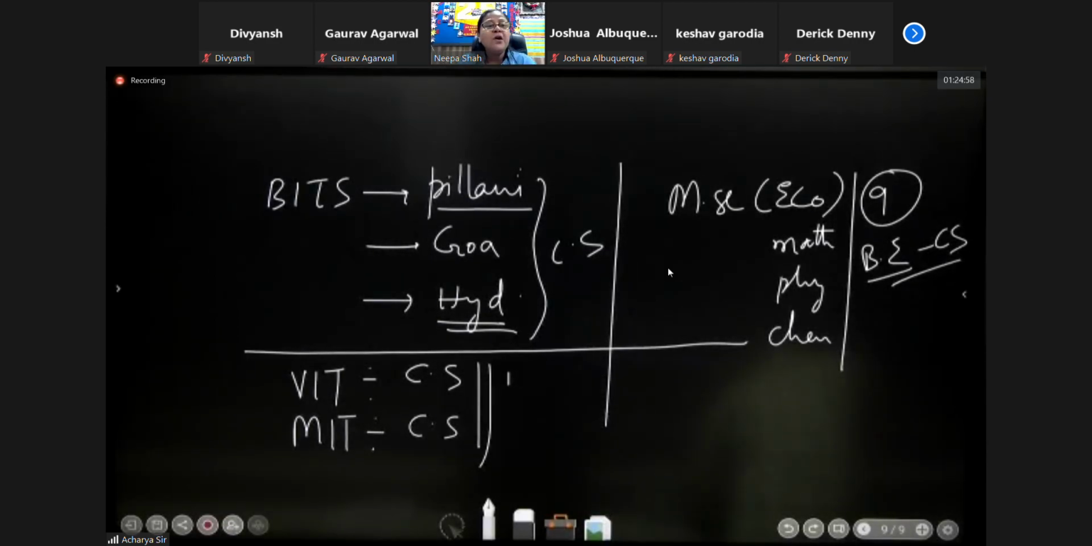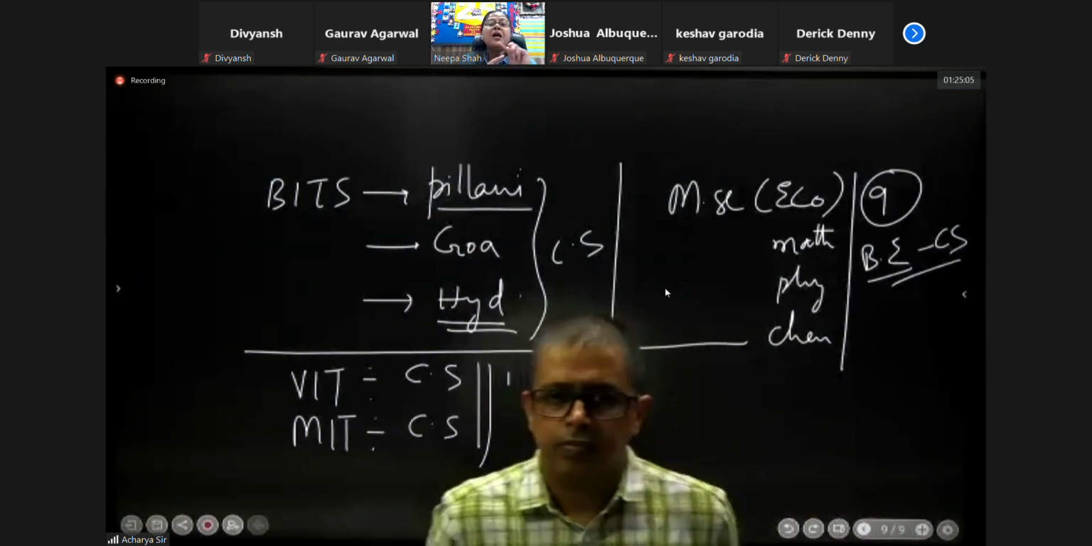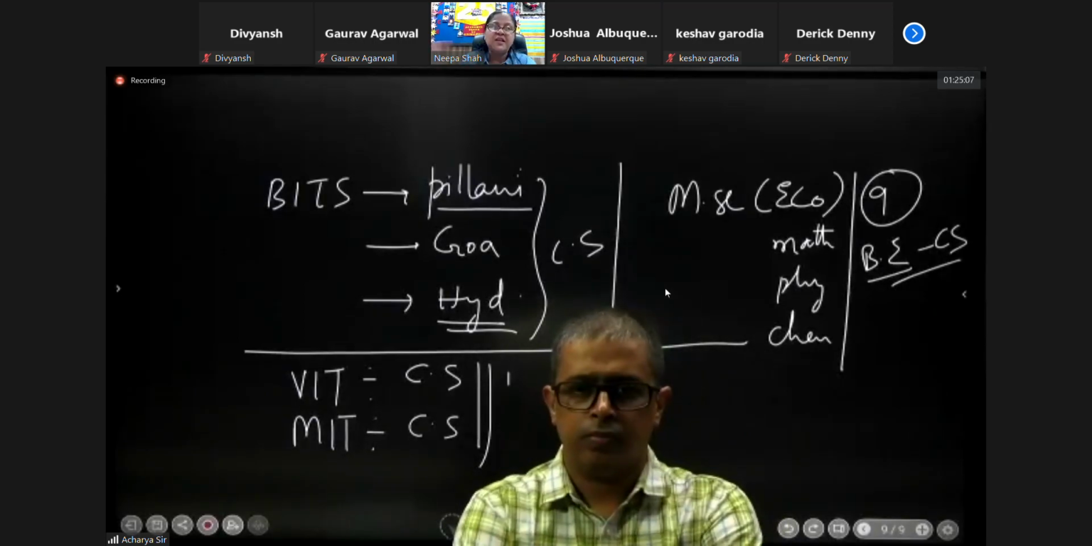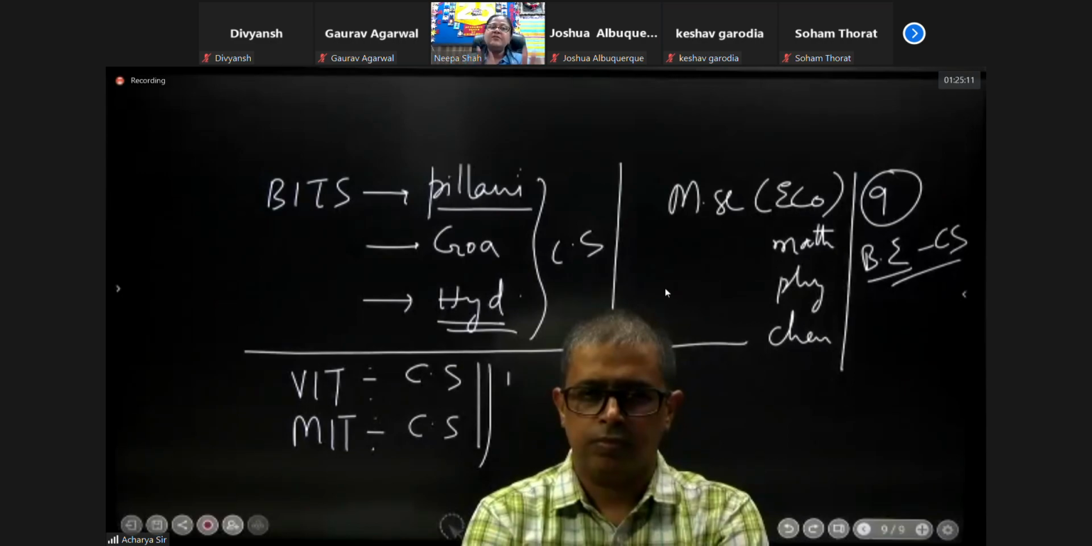And if you forget to lock it, on 28th it will be automatically locked. And once the form is locked, you are not allowed to change any preferences. It will remain as it is. So these are the thumb rules that you have to follow.